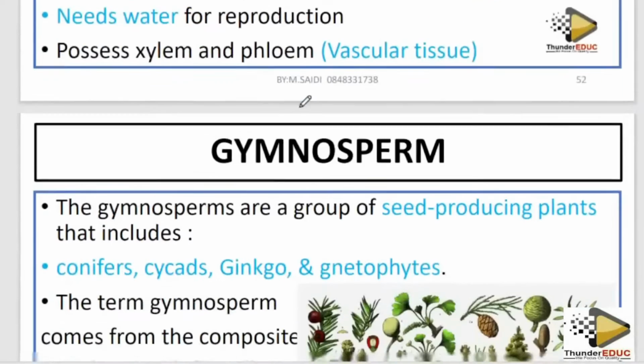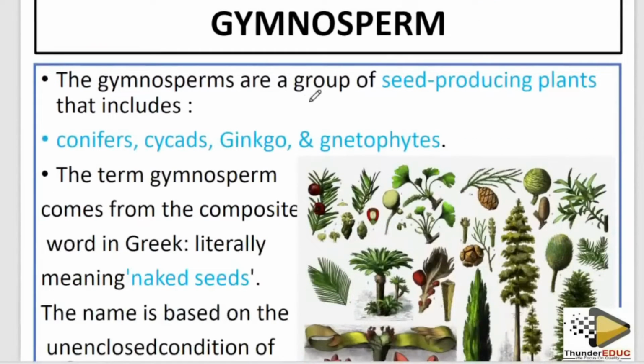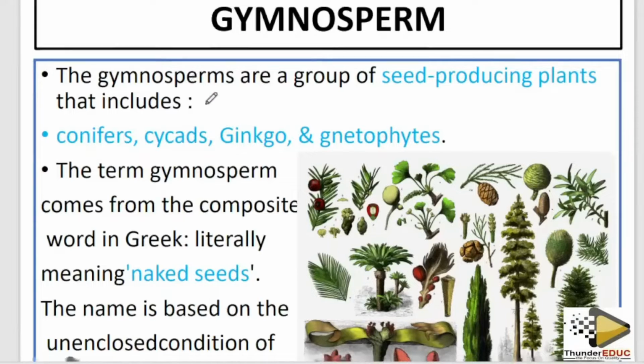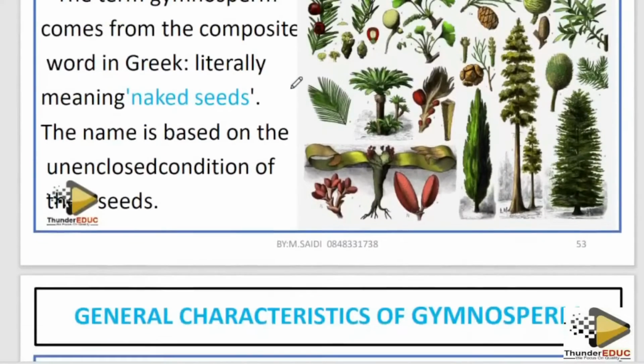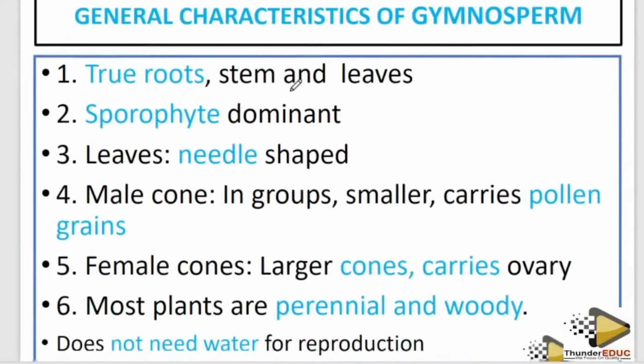And then when you go to the gymnosperms, we call them naked seeds. These produce seeds, but the seeds are not enclosed in a fruit. I've already made different videos concerning gymnosperms and bryophytes, so just go to the Thundereduc or B.Saidi channel and you'll be able to find them. We have to smash the grade 11 paper.